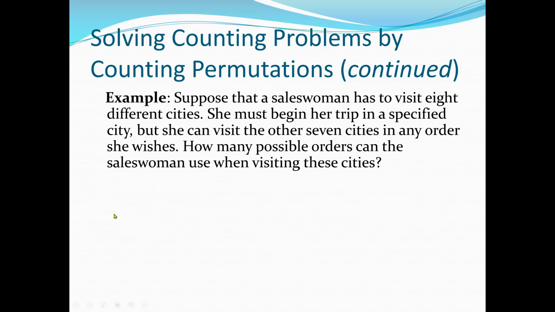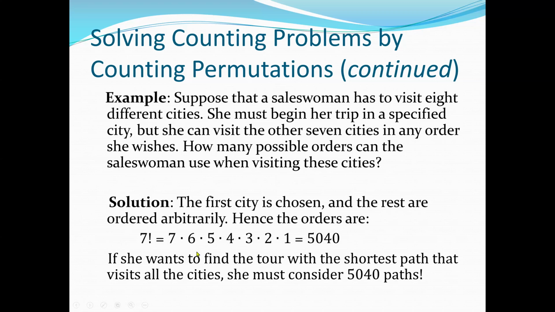orders. Maybe Chicago first, next time Chicago second, Los Angeles third, next time fifth, etc. So here the answer will be 7 factorial. The answer again will be 7 factorial, because the first city is already chosen. The rest are ordered arbitrarily.